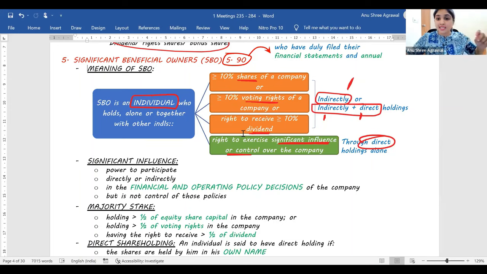Come on, once again, guys. SBO is first of all an individual. What kind of an individual? An individual who has at least how many percentage shares? What percentage will come to your mind as soon as you see SBO? 10%, okay? At least 10% shares of the company, or 10% voting rights of the company, or the right to receive at least 10% dividend in the company. First three, either indirectly or directly plus indirectly. Then he also has the right to exercise significant influence or control over the company. Significant influence or control will be only directly.